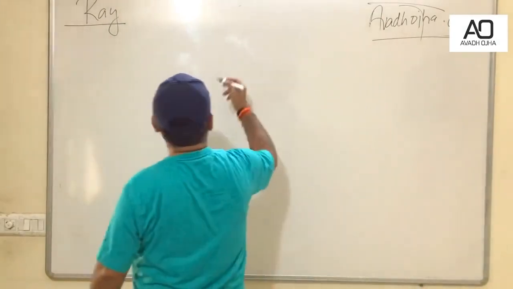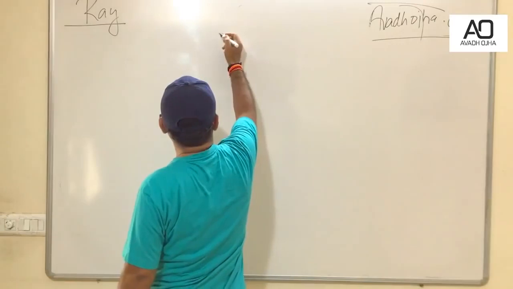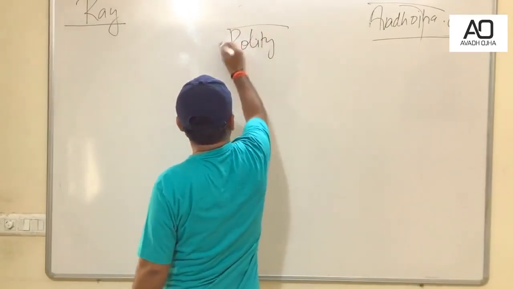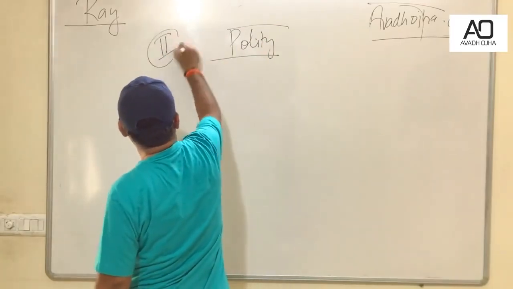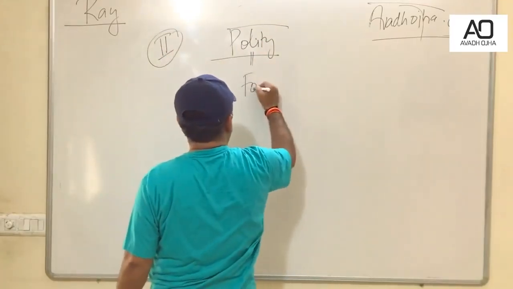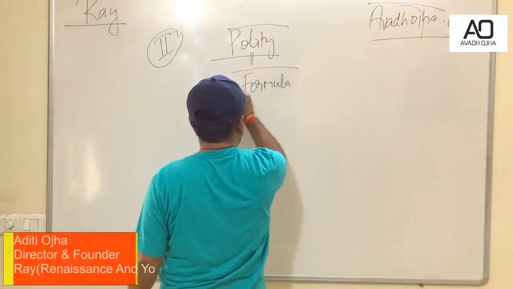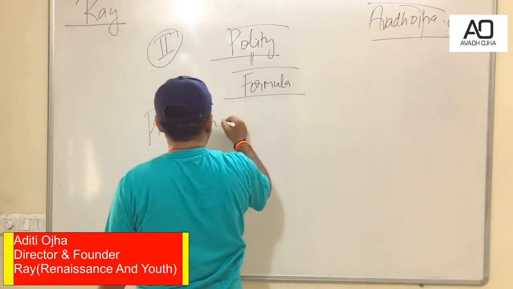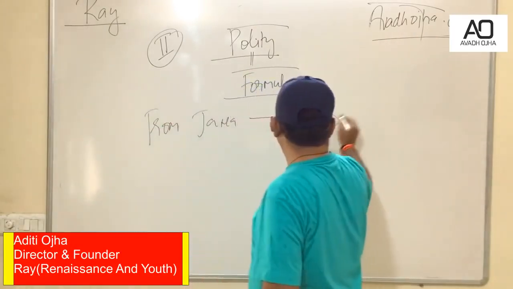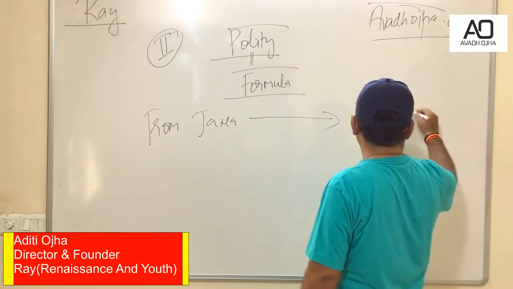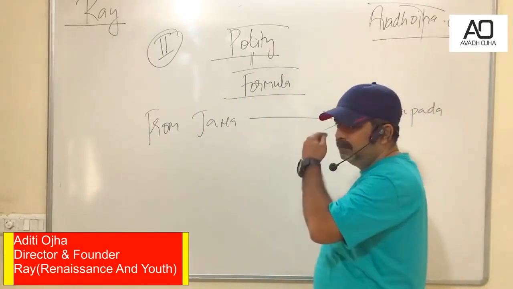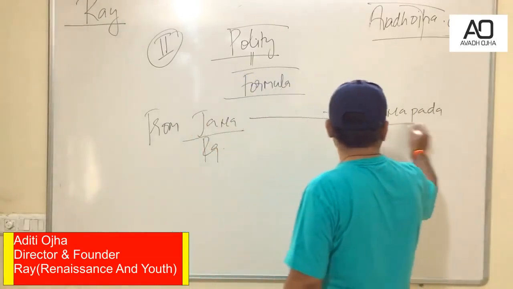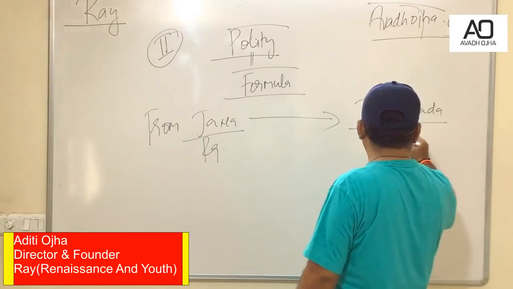Second, Vedic polity. Second heading, polity. Formula: from Jana to Janpad. Rigvedic polity, Jana. Later Vedic polity, Janpad.